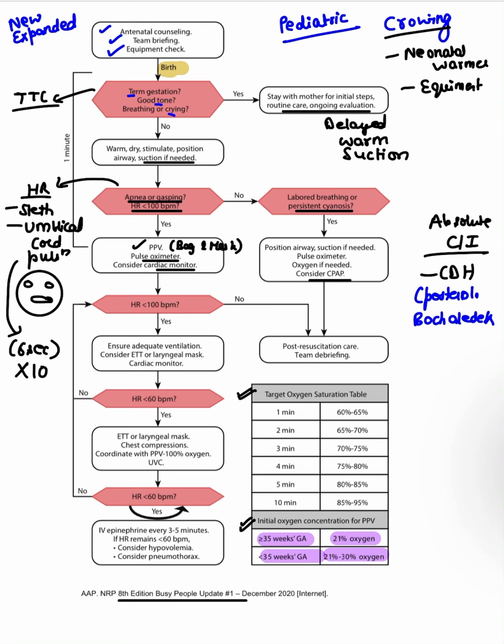Now suppose it was not less than 100, but the baby shows labored breathing or cyanosis. Then we need to give more oxygen. So for oxygen therapy, we'll connect the pulse oximeter and we will consider CPAP. What is CPAP? Continuous positive airway pressure.